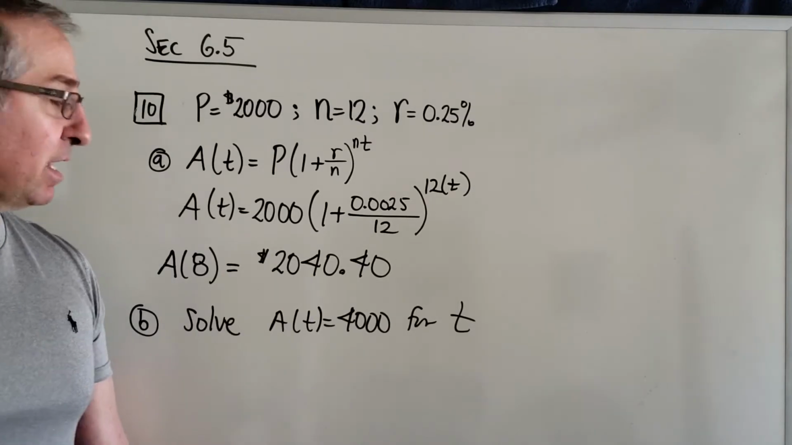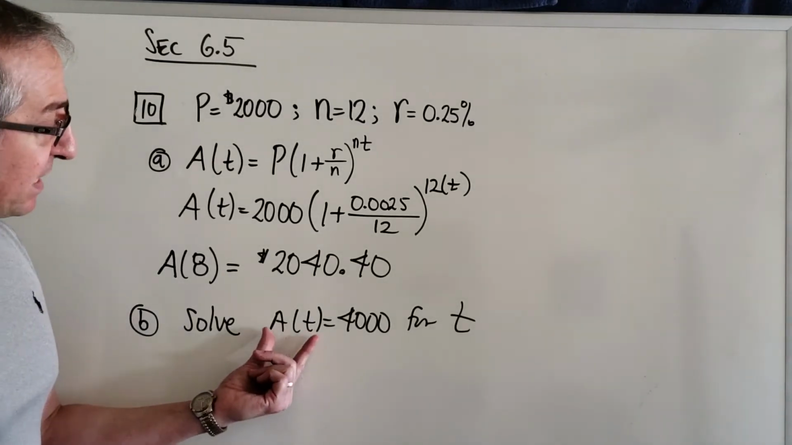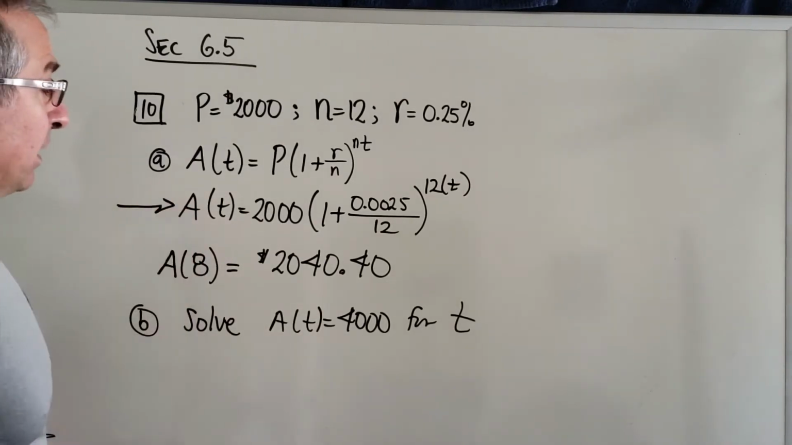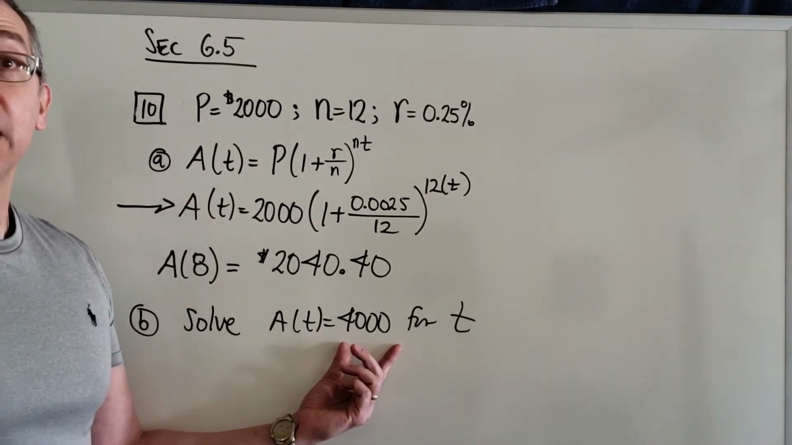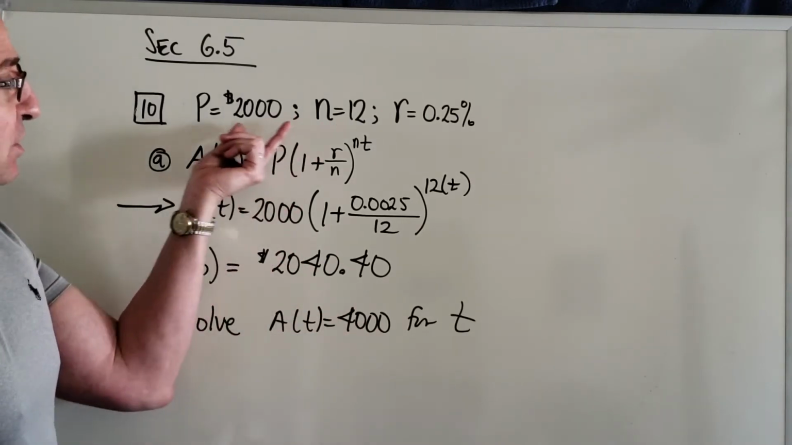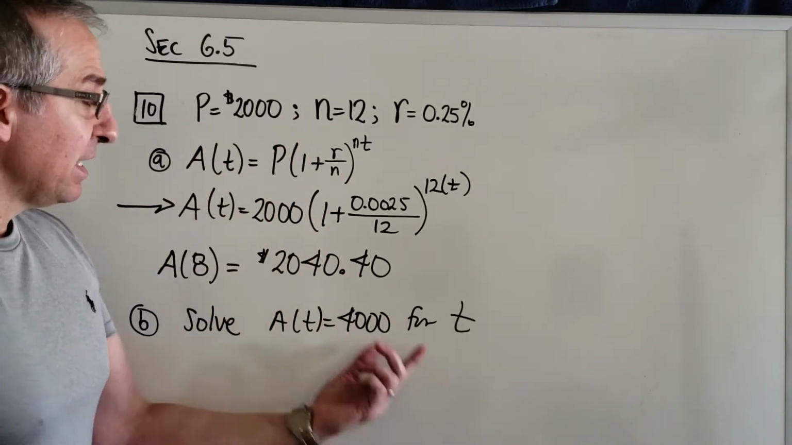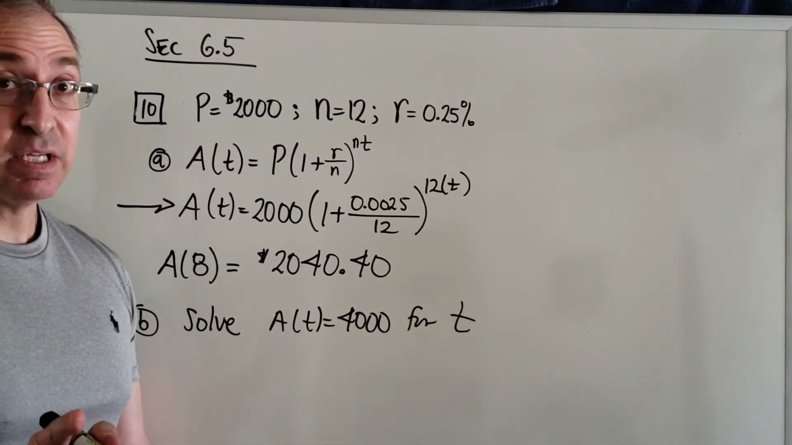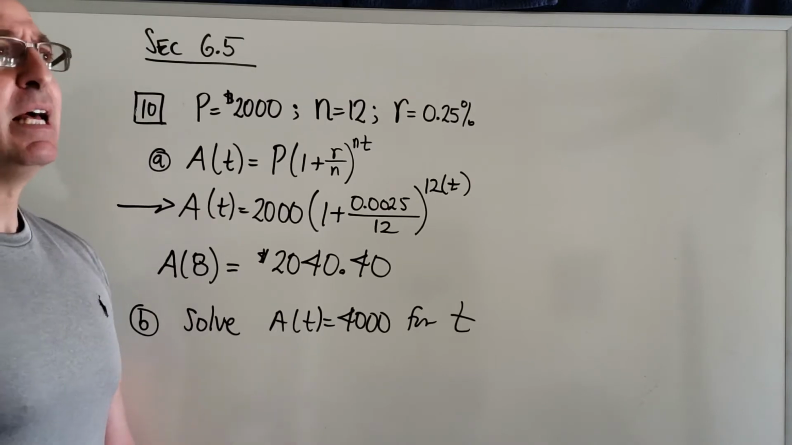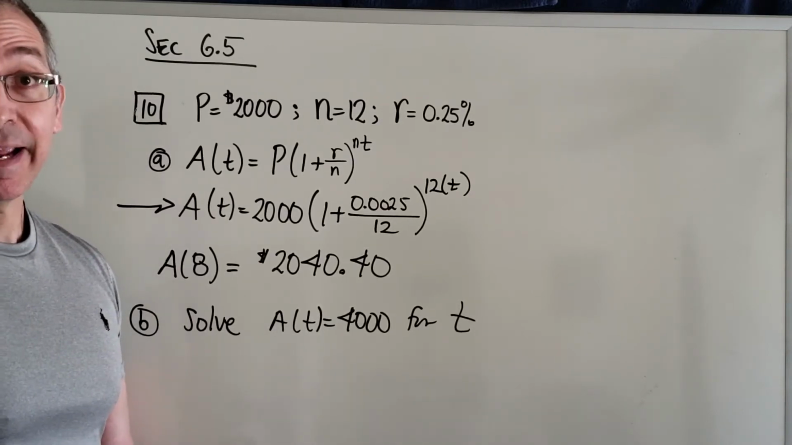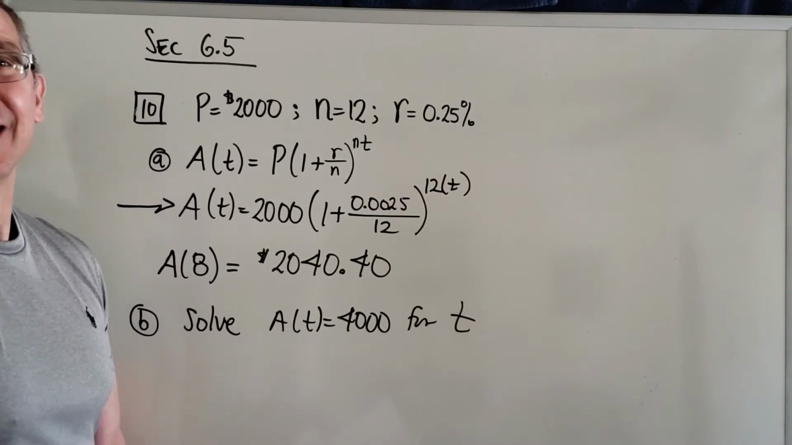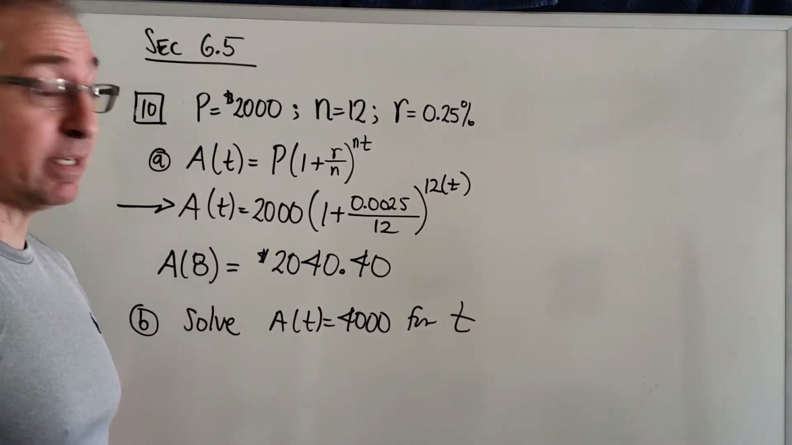You know what that means? Gang, what they're saying is replace the symbol A of t in this formula with $4,000. What they want to know is how long is it going to take for your principal amount, $2,000, to double? Now you got to be careful. This is not compounded continuously, right? You can't use logarithm of 2 divided by the rate. That doesn't work for this one right here. We're actually going to have to do the math for this one. No big deal. It's just a little on the tedious side, but we can do it.